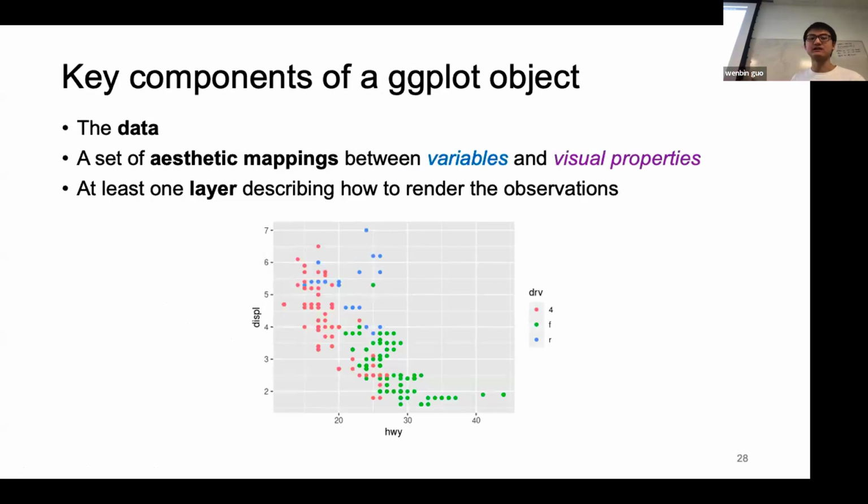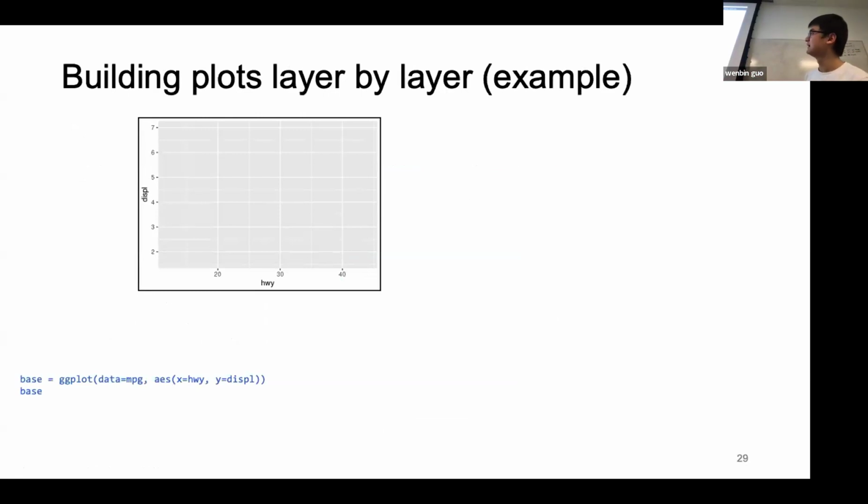One is the data, one is the mapping, and the other ones are the layers that describe how we want to present the data. So let's showcase a really simple example. We still use the MPG dataset, specify it to be the first argument, and then specify what is x and what is y within the AES function. Okay, so after we do that, we get this figure.